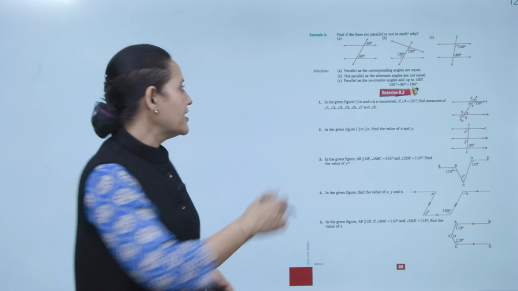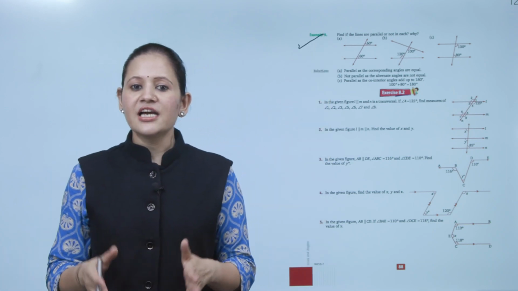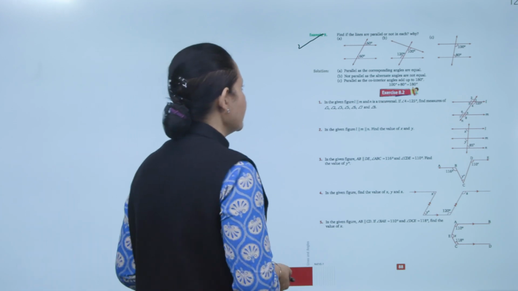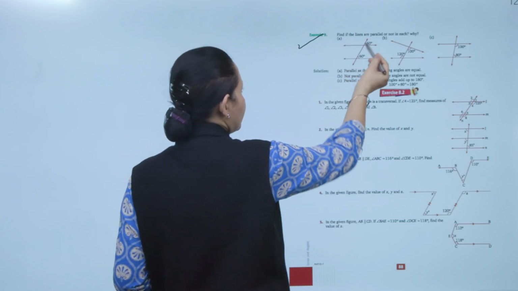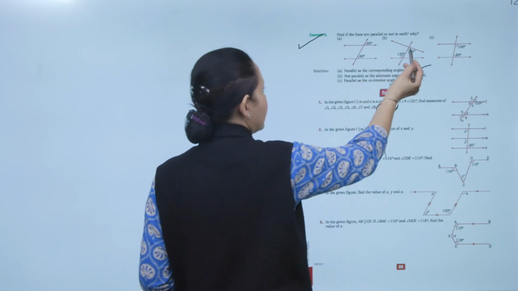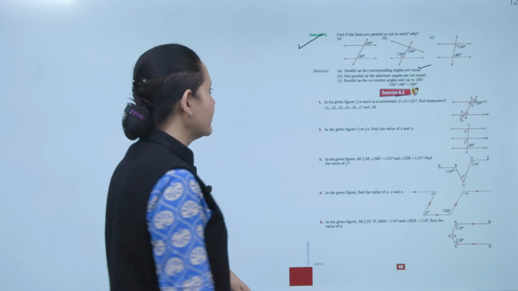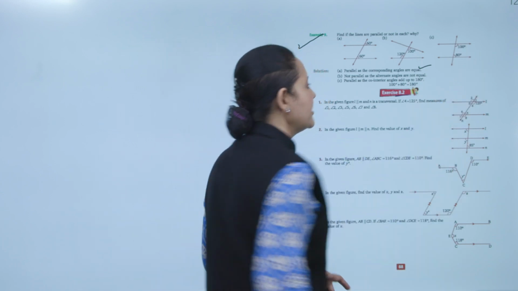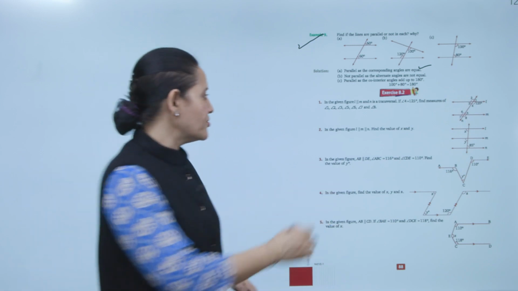Now we'll take an example here. Find if the lines are parallel or not to each other and why. So here you can see they are parallel because corresponding angles are equal. In this they are alternative angle, they should be equal, but they are not, so they are not parallel. Sum of co-interior angle का 180 degree, that means that line is parallel. Clear? Next is exercise 8.2.